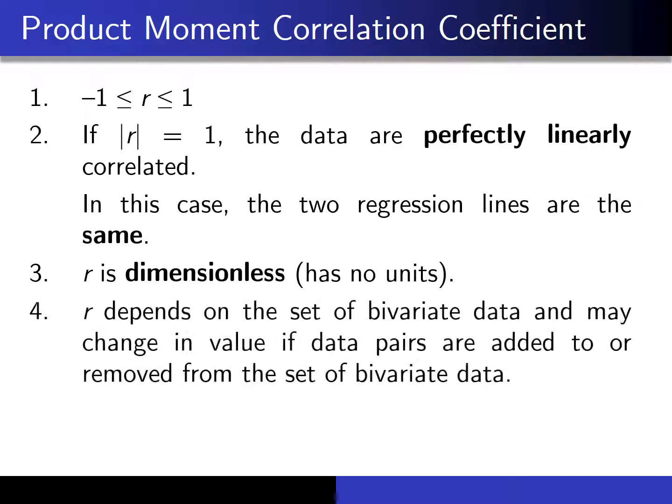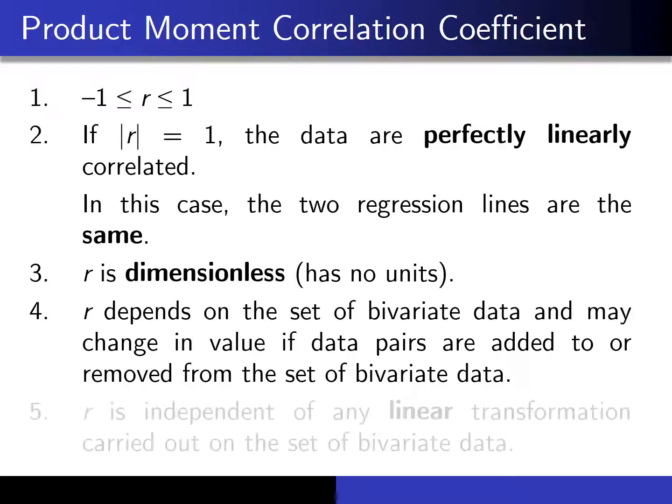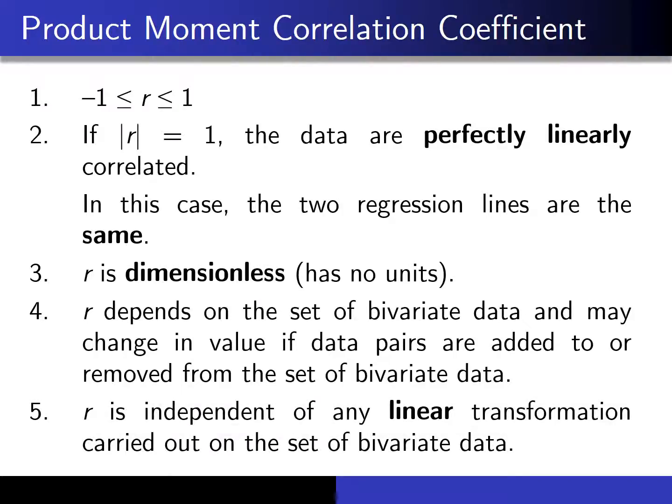4. The value of r depends on the given set of bivariate data. Hence, it may change in value if more data pairs are added to the bivariate data, after conducting more trials of the experiment, or if a data pair that has been discovered to be an outlier is removed from the set of data.